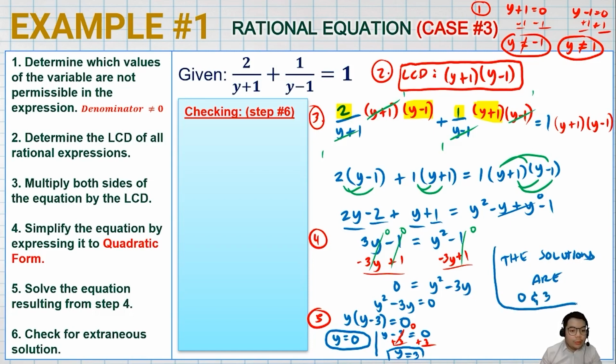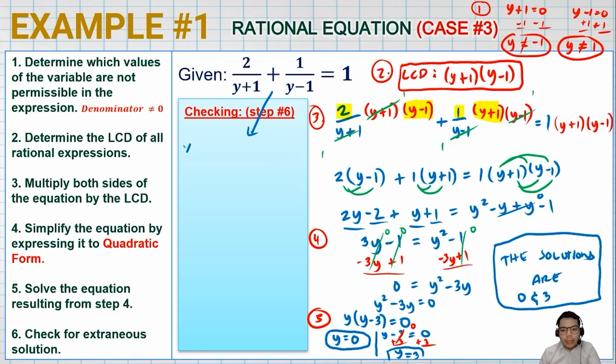So, yan yung possible. Ibig sabihin, tatry pa natin. So, magkakaroon tayo ng extraneous solution kapag hindi siya nag-satisfy dito sa step number 6. So, in step number 6, check for extraneous root. So, gagamitin natin tong equation na to. Then, we just need to substitute 0 and 3.